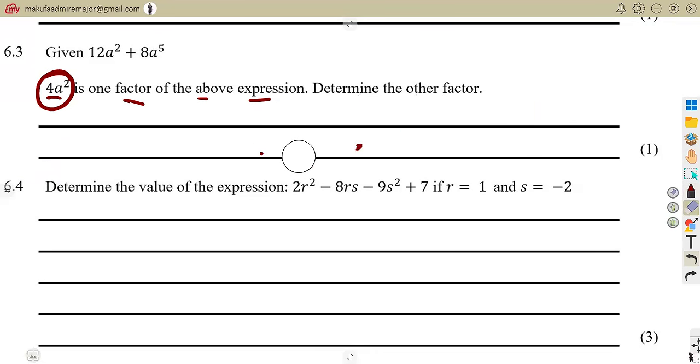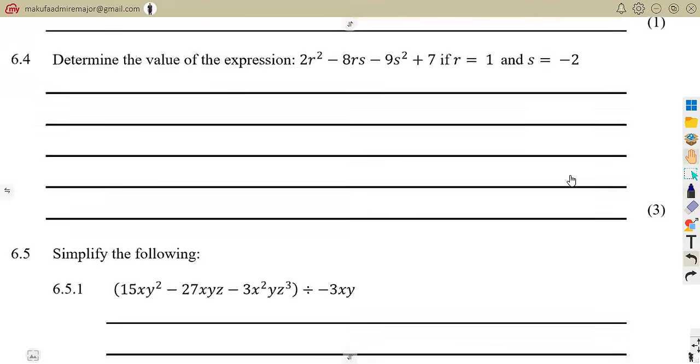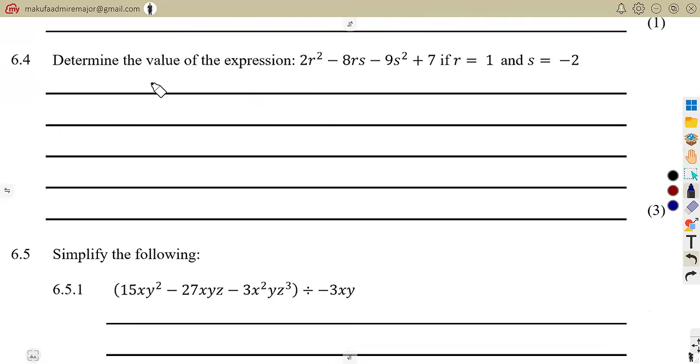Or you can consider factorization. You take one of these out. 4a squared is the common factor, so you factor it out of this expression. We divide 12a squared by this. So still we're going to obtain the same answer, 3 plus 2a to the exponent of 3. So this is the other factor, the other bracket that we are seeing there. So we can do it by factorization. It's up to you.